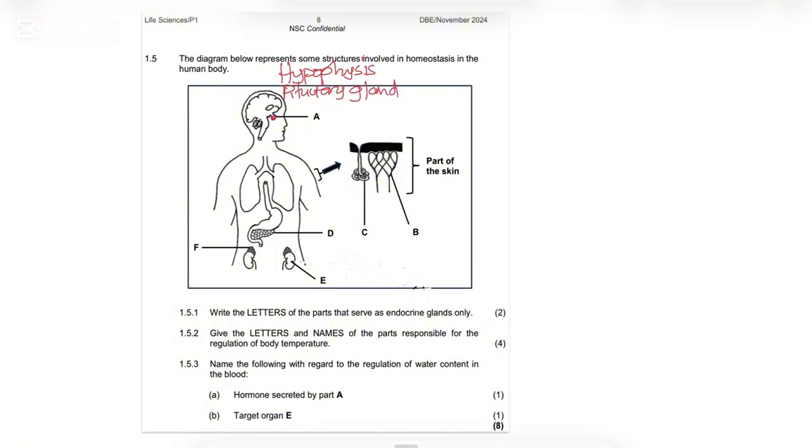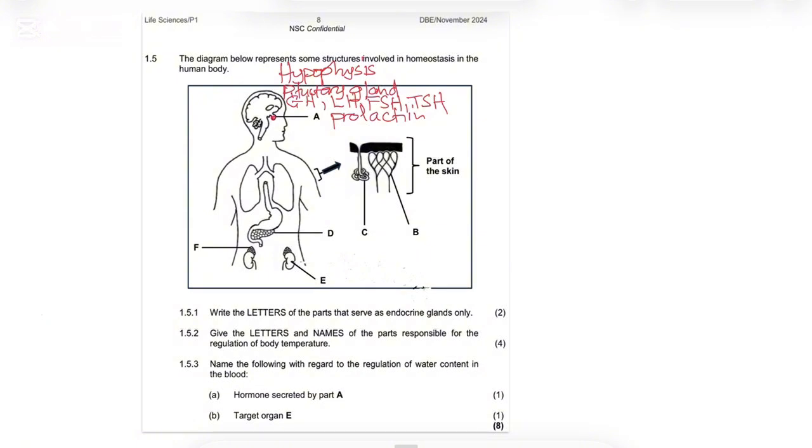And we are actually going to say that examples of the hormones that are produced by the pituitary gland would be the growth hormone, luteinizing hormone, follicle stimulating hormone, thyroid stimulating hormone, and prolactin. So these are examples of the hormones that are produced by the pituitary gland.